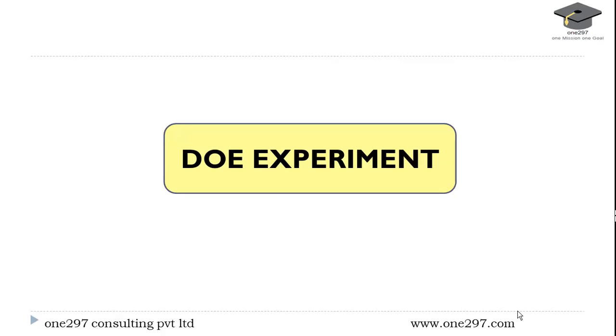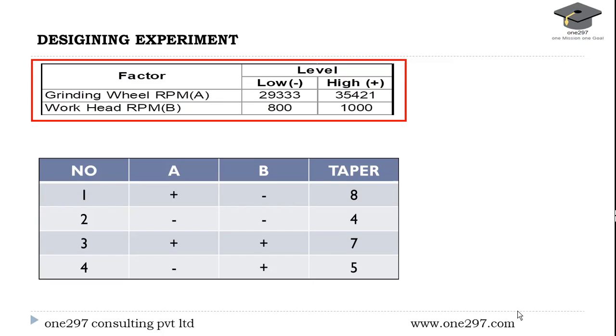Hello friends, now we will perform a DOE experiment. As you remember from the previous slide, we have selected two factors, grinding wheel RPM and workhead RPM. There are two factors and their levels will be high or low. For grinding wheel RPM, high is 35,421 and low is 29,333. For workhead, high RPM is 1000 and low RPM is 800.